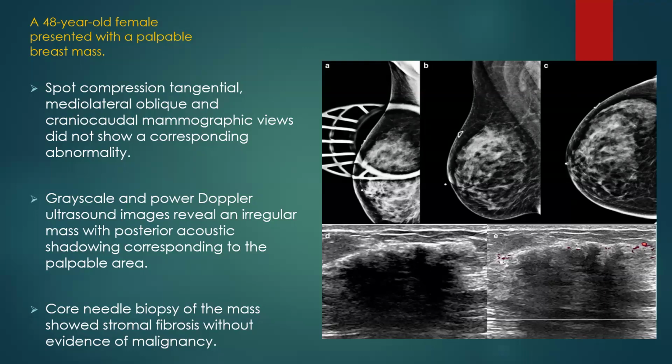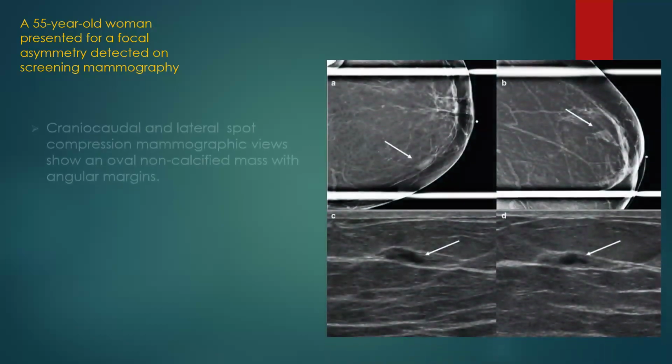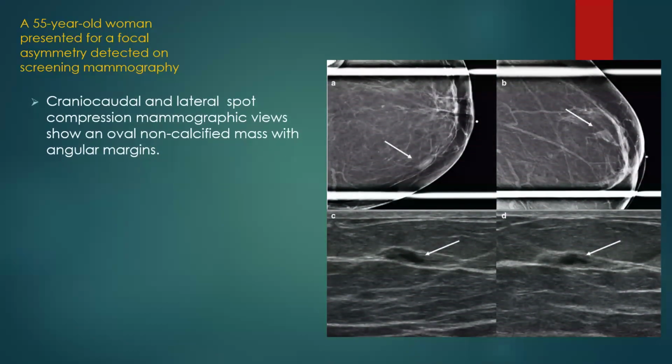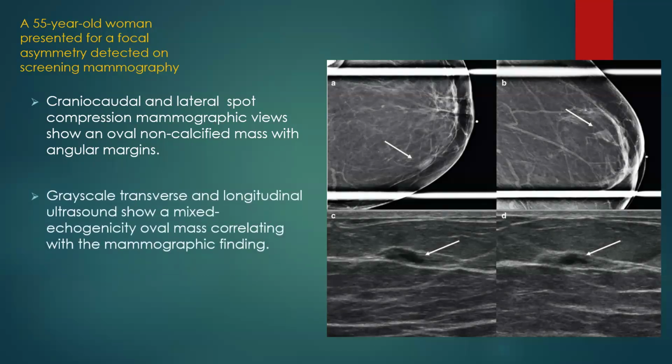Core needle biopsy of the mass showed stromal fibrosis without any evidence of malignancy. Another case of a 55-year-old woman presented for focal asymmetry detected on screening mammography. The mammography showed an oval non-calcified mass with angular margins. And when the ultrasound was done, it showed a mixed echogenicity oval mass correlating with the mammographic finding. Ultrasound guided biopsy yielded stromal fibrosis in this case.